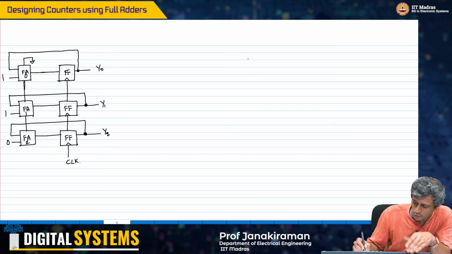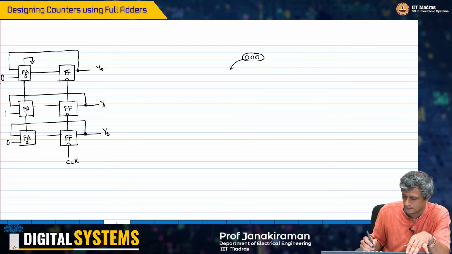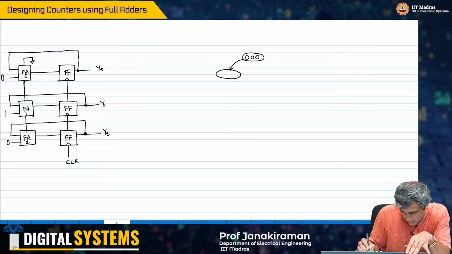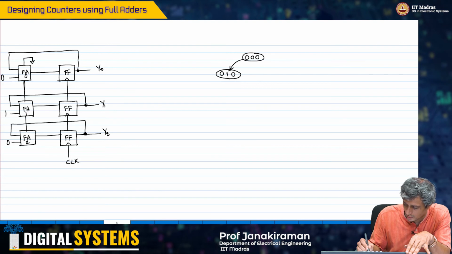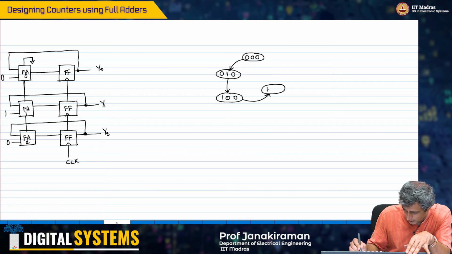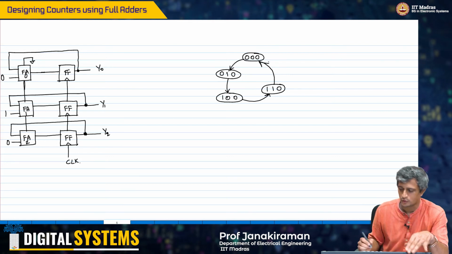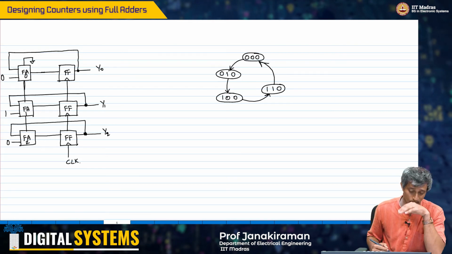So let's just draw the state diagram directly here. You start with 0, 0, 0, and let's say I'm going to add only 2 to it, right? You'll get 0, 1, 0, 1, 0, 0, 1, 1, 0, and then back to 0, 0, 0, right?